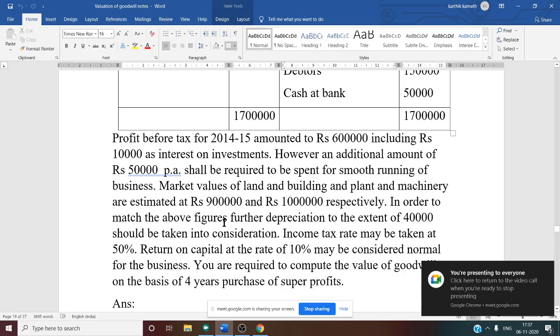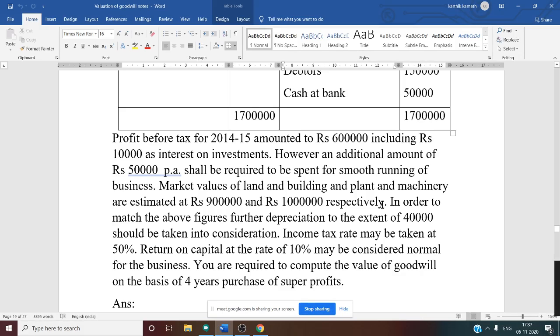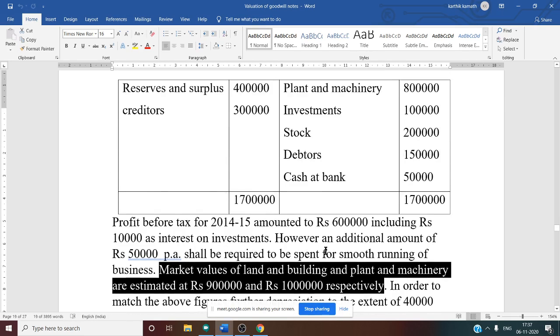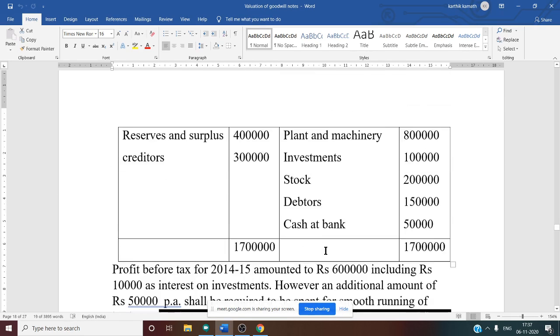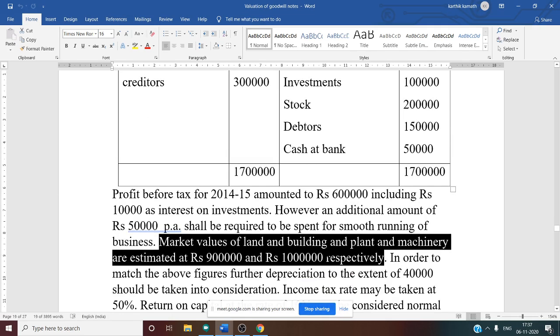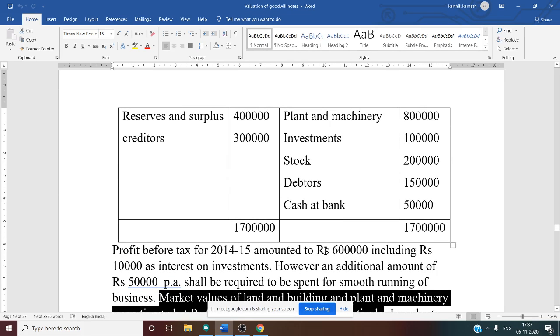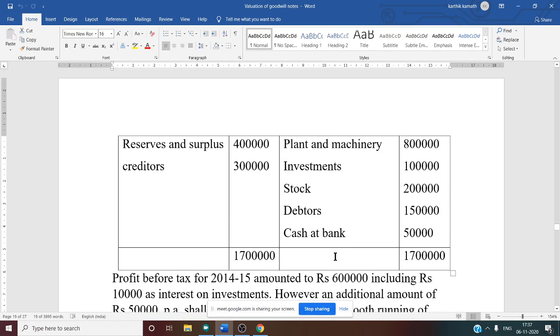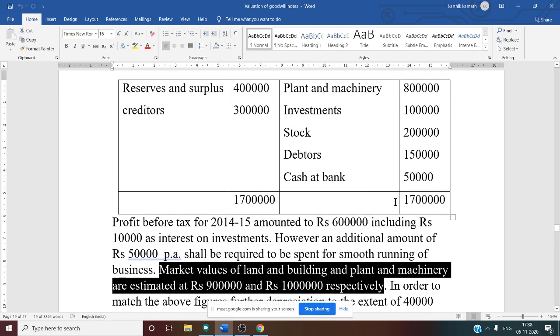Then market value of land and building, plant and machinery are estimated to be 9 lakh and 10 lakh respectively. So this is nothing but agreed value given. See, the book value of land was 3, now it is increased to 9. So there is appreciation by 6 lakh. So we are going to take agreed value 9 lakh. Then plant, 8 was the book value. Now it is 10 lakh, appreciated by 2 lakh. So again we are going to take market value, that is 10 lakh.